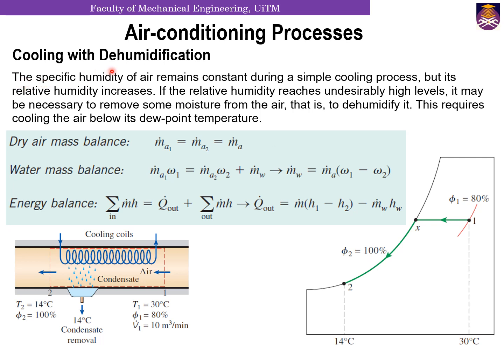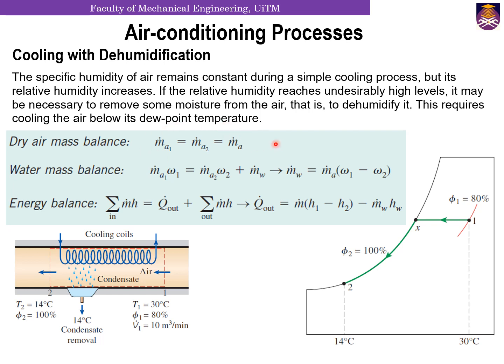So you can see here that the specific humidity of air remains constant during a simple cooling process. But its relative humidity increases, so from 80% it has increased to 100%. If the relative humidity reaches undesirably high levels, it may be necessary to remove some moisture from the air. That is to dehumidify it, and this is what happens in our air conditioning processes. So this requires cooling the air below its dew point temperature.